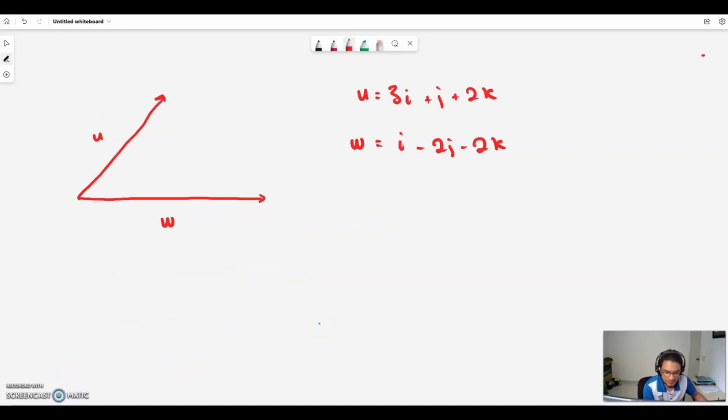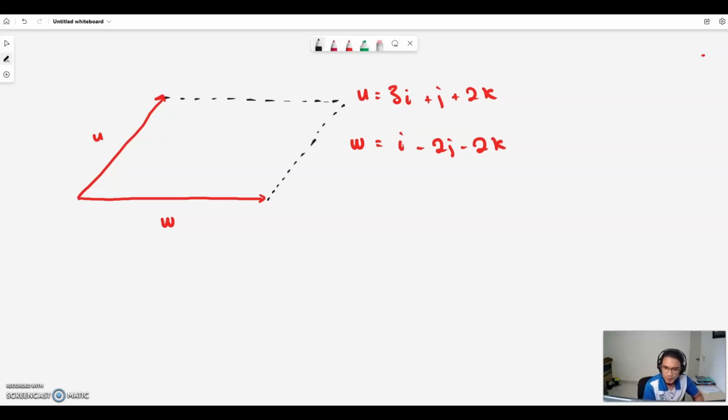Okay, now let's look at an example. We have these two vectors, vector u and vector w, given here. These two vectors are positioned like this, so they create an area that is similar to a parallelogram. Our task is to find the area of the parallelogram created by these two vectors.